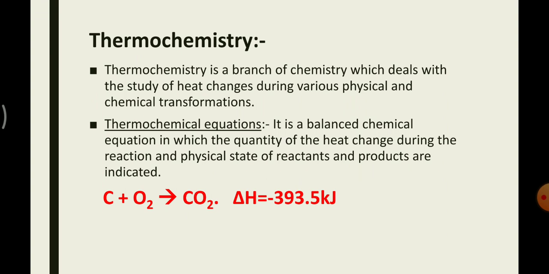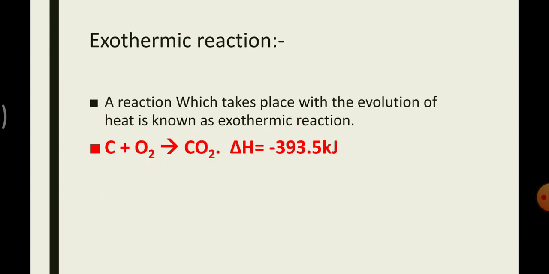Example for thermochemical equations: carbon reacts with oxygen molecule to give carbon dioxide. Here enthalpy is minus 393.5 kilojoule. And here another small definition and small concept, exothermic reaction. A reaction which takes place with the evolution of heat is known as an exothermic reaction, or during the reaction heat is liberated. Again the same example, carbon reacts with oxygen molecule to form carbon dioxide. Enthalpy is minus 393.5 kilojoule.